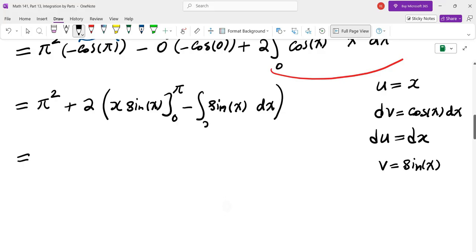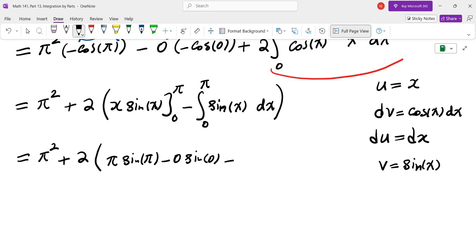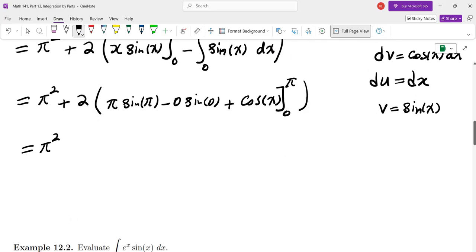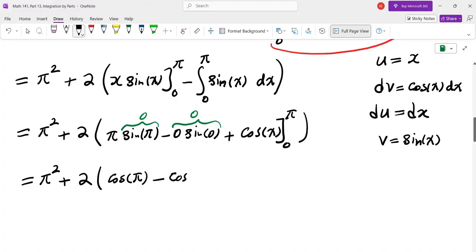Let's now plug in the values, and again this is from 0 to pi. This is pi squared plus 2 times parentheses. When we plug in pi, we get pi sine of pi minus 0 sine of 0, minus the integral of sine, which is negative cosine, so this becomes positive, from 0 to pi. So this is equal to pi squared plus 2 times parentheses. Sine of pi is 0, and this is of course 0 as well. So we can plug in cosine of pi here, minus cosine of 0.